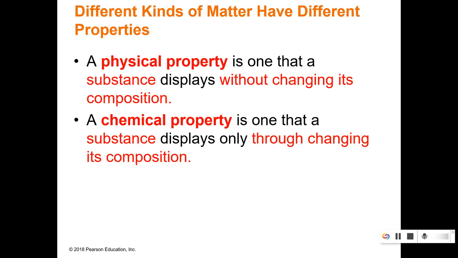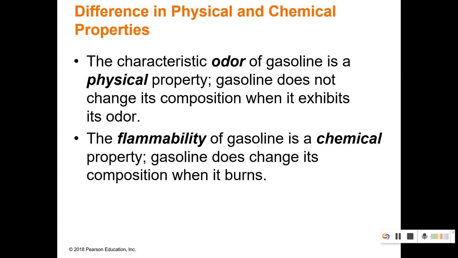Today we're going to talk about physical and chemical properties, physical and chemical changes, and then the law of conservation of mass. So just remember, physical properties are ones that a substance displays without changing its composition. So its inside pieces stay the same. A chemical property, on the other hand, is one that a substance displays through changing the composition. So I can only tell if a chemical property happened by changing the inside composition of that substance. Some common examples of physical properties are like odor, but flammability is a chemical property because in order to tell if something is flammable or not, you have to ignite it.